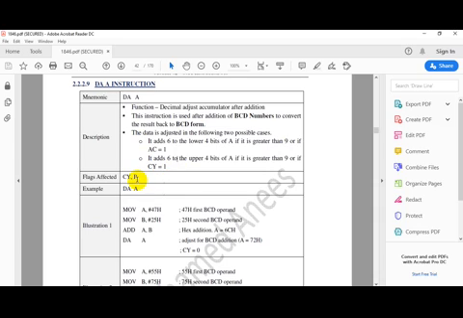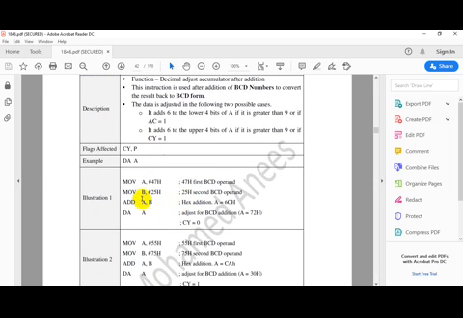The flags affected are carry, parity, and also the auxiliary flag. It is not written here, so please make an addition of it. The flags affected are carry, parity, and auxiliary carry.